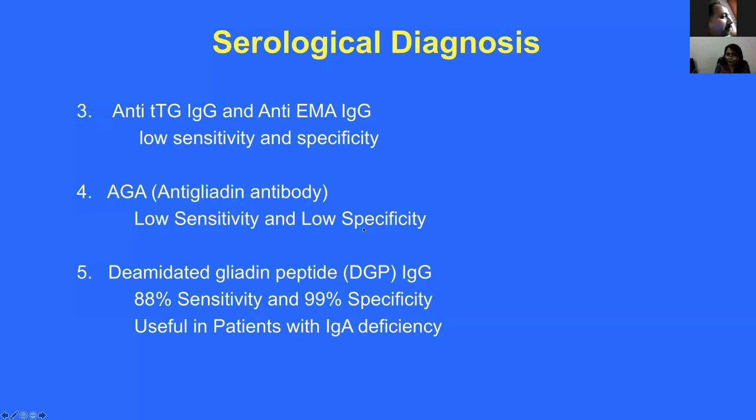and low specificity. Recently, work has been done on deamidated gliadin peptide, known as DGP, IgG variety. This has 88% sensitivity and almost 99% specificity. Especially, this is the IgG variety. So people with IgA deficiency will still have this particular peptide positive. So we can diagnose celiac disease when the patient is IgA deficient by use of this deamidated gliadin peptide, or DGP IgG.